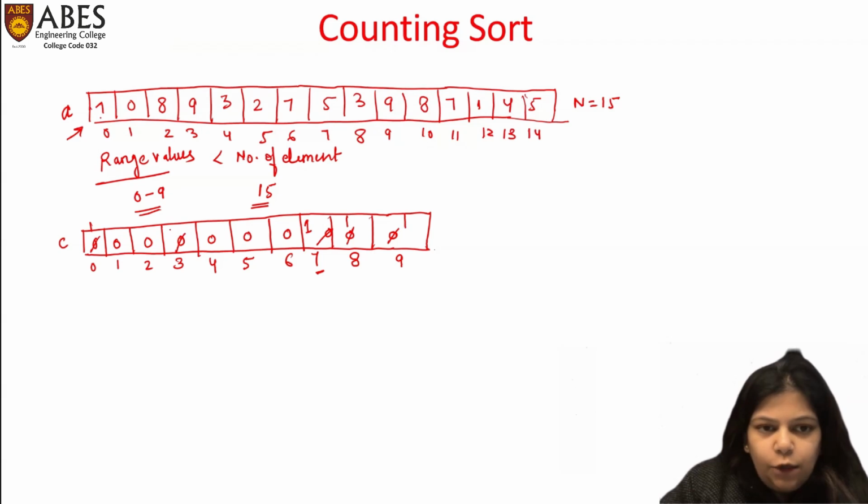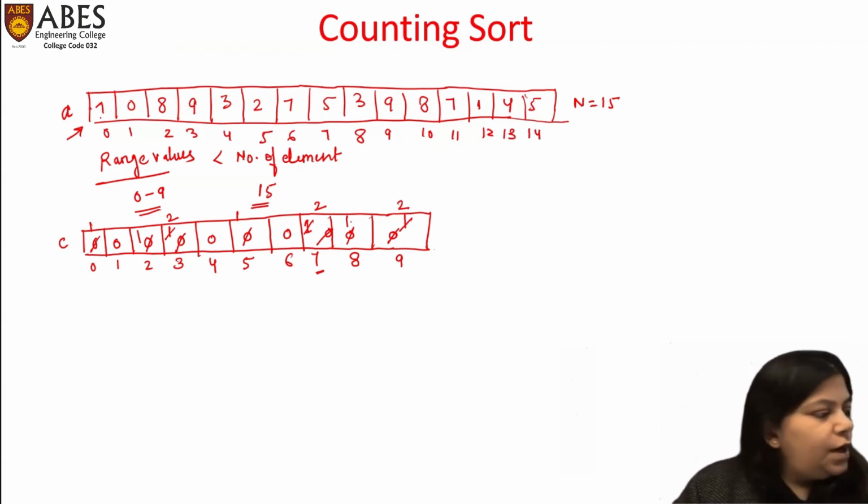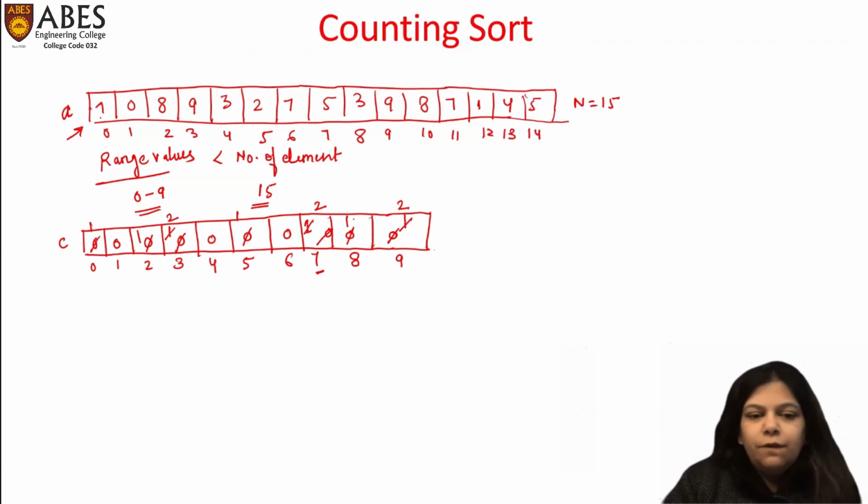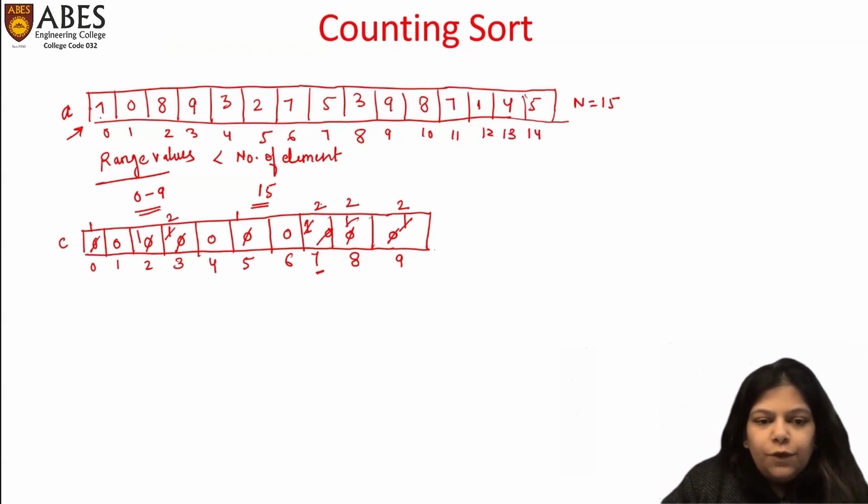Then 3. And this 0 will become 1. Then 2, this will become 1. Then I have 7. Again, this value will be incremented to 2. Then 5, this will be incremented to 1. Then for 3, this will be incremented to 2. Then 9, this will be incremented to 2. And for 8, this will be incremented to 2. Then for 7, this will be incremented to 3. Then again, I have got 1. So this will be incremented to 1. Then 4, this will be incremented to 1. And then 5, this will be incremented to 2.